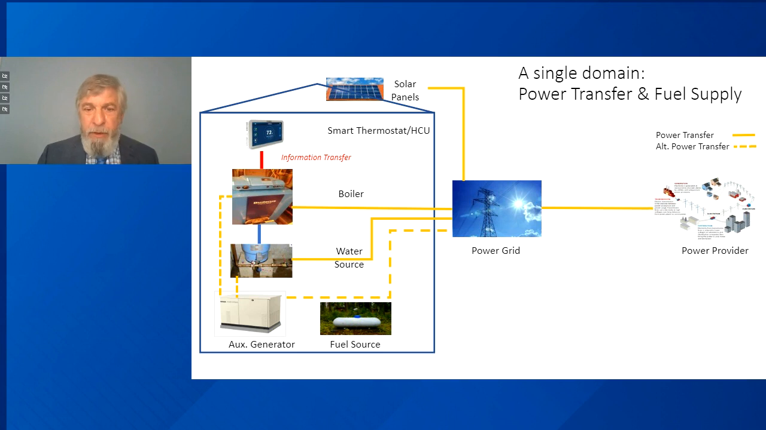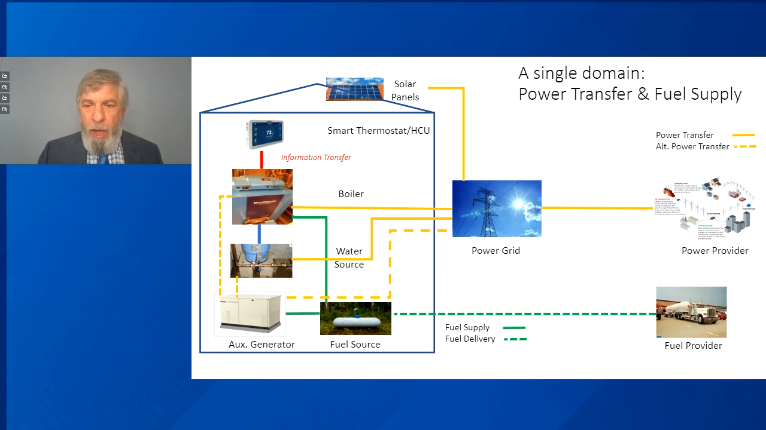So for a single house, here is the power transfer flow. We have our power provider on the right-hand side, and the power grid in the center that delivers electricity to the house. The boiler and the water source are then powered up, and the solar panel is able to transfer some power back to the power grid, as well as the auxiliary generator when that's in use. So that's not the normal case. The normal case is where we have our power supply from our power grid. When the auxiliary generator kicks on, that means that there's something wrong or there's been a disruption in the power grid, so we have to work off of that.